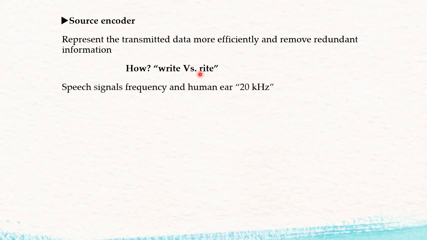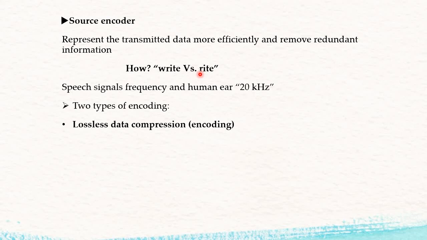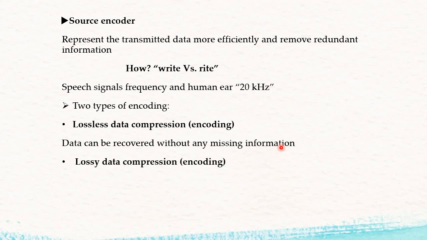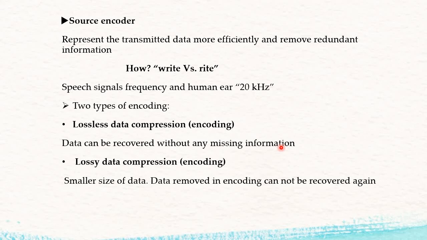Now the human ear can hear speech signal frequencies up to 20 kilohertz. There are two types of encoding: lossless data compression, where the data can be recovered without any missing information, and the next one is lossy data compression. Here the data size becomes smaller and the data removed in encoding cannot be recovered again. So these two are the types of encoding which are present in a source encoder.